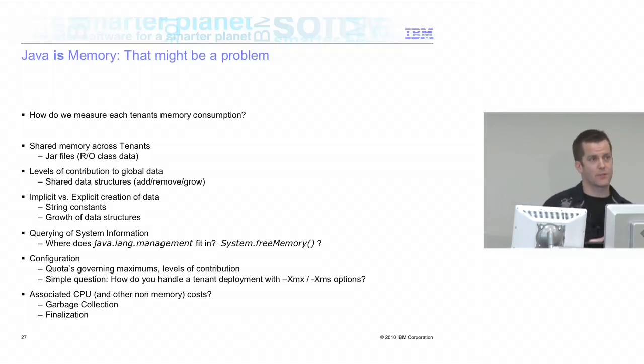There's problems with implicit versus explicit data creation. String constants, the obvious one, right? You're the first one to run a piece of code. Is that your fault? You just got there first. The other thing too is the growth of data structures. I've already talked about that a little bit.